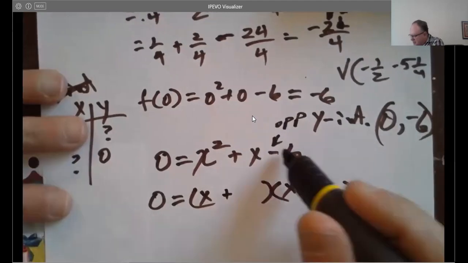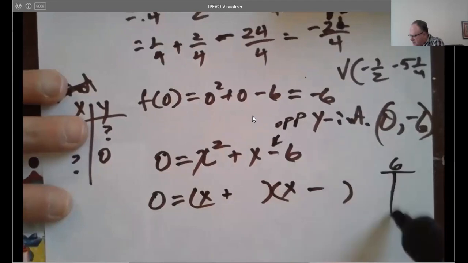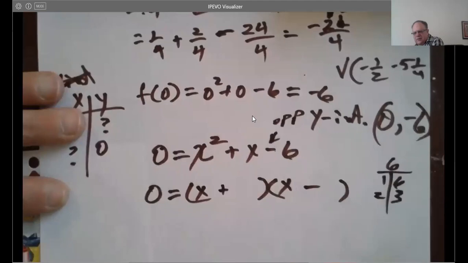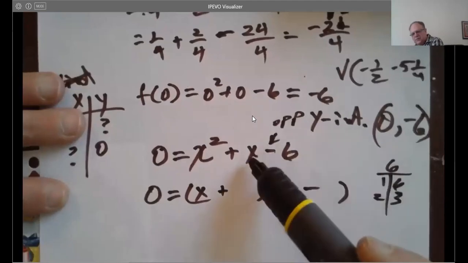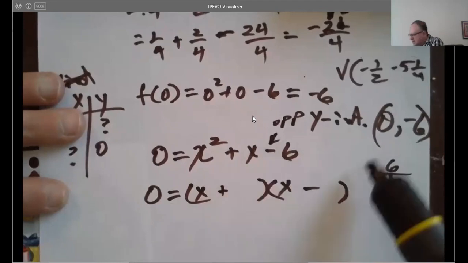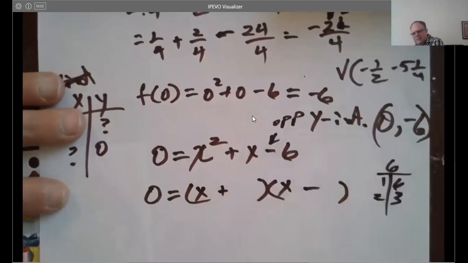So now you have to look at factors for 6, such as 1 and 6 and 2 and 3. So what two factors of 6 will give you the middle term, which is 1x? Is it going to be 1 and 6 or 2 and 3?